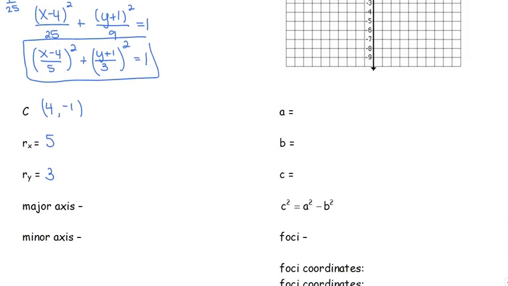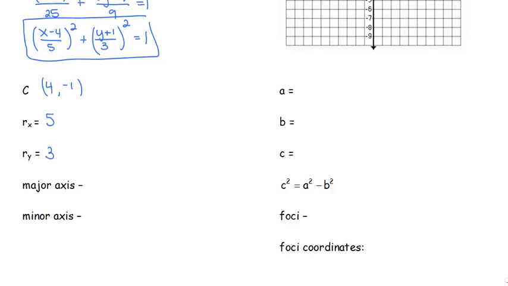All right, we've got lots of information to fill out for ellipses. Your major axis, you'll remember, is going to be the larger. So in this case, the larger number is the x-axis, and that has a radius of 5. The minor axis is the smaller one, which in this case is your y, and that has a radius of 3.